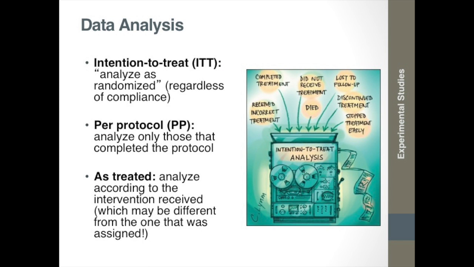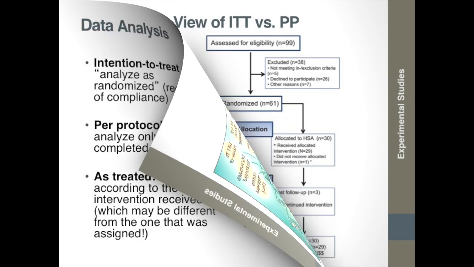Data analysis in RCTs can be by intention to treat, which is analyzing according to the original allocation, per protocol, including only those participants who completed the trial as randomized, or as treated, which is analyzing participants according to the intervention that they received, which might be different from the one they were assigned to.